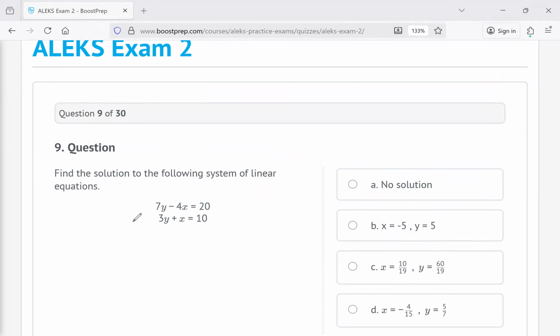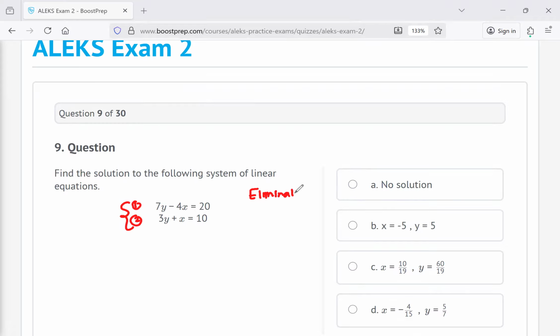Okay. This one says find the solution to the following system of linear equations. So what you've got to do is, it's already kind of set up, but the method, this is a system of equations. See how you have two linear lines? This is a linear line, this is a linear line. What I would do is the elimination method.